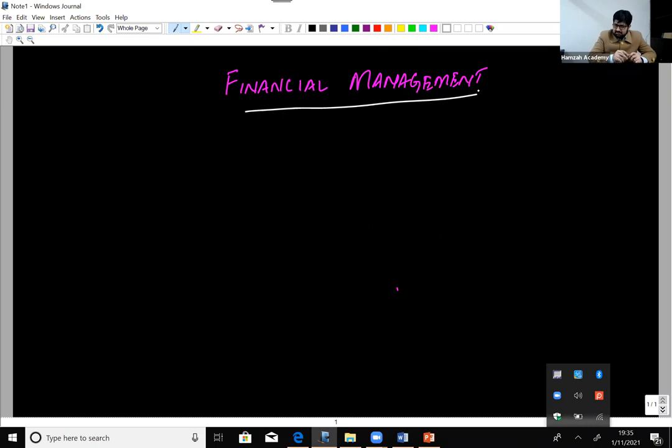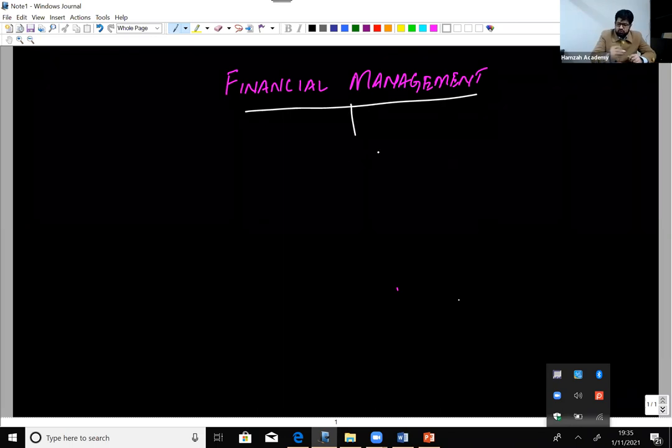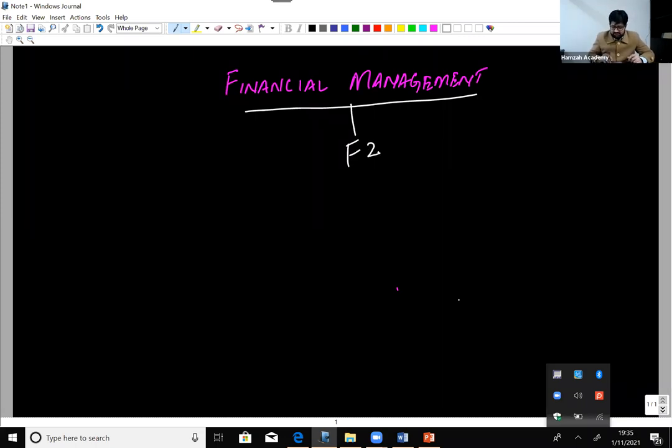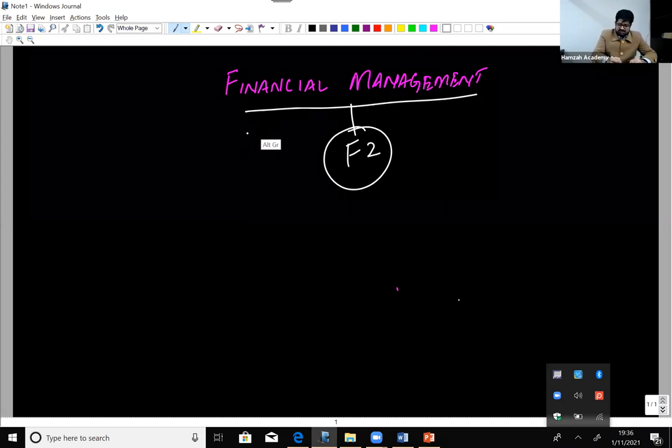The financial management paper has a bit of linkage with F2. You have studied F2, costing, right? It has a bit of linkage with that. But whatever linkage there is, you need not worry, because whatever topic comes up here, we will be reading, studying and discussing in detail, as you are going to study it for the first time.